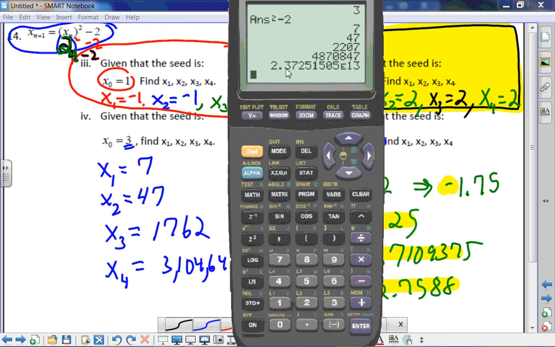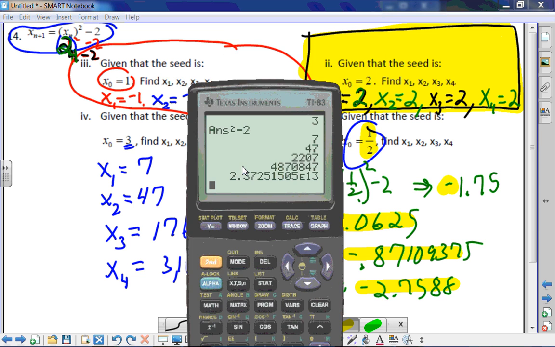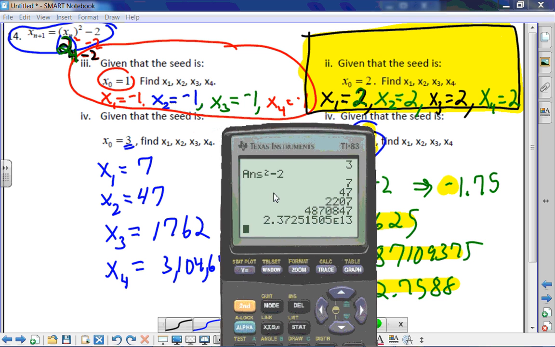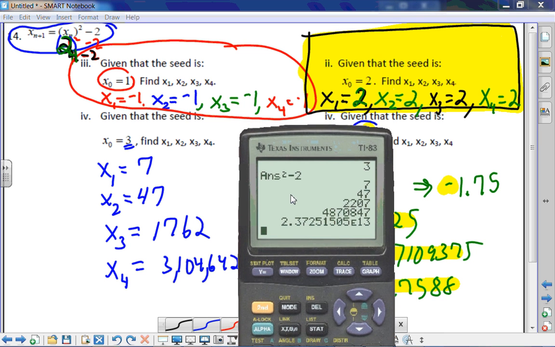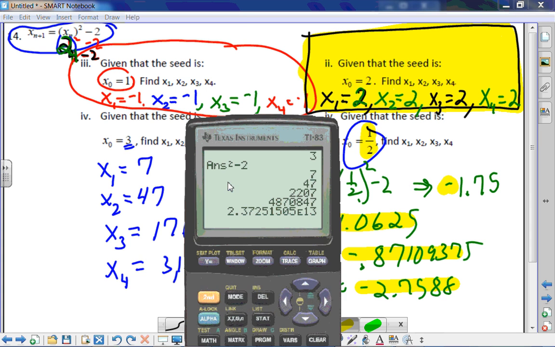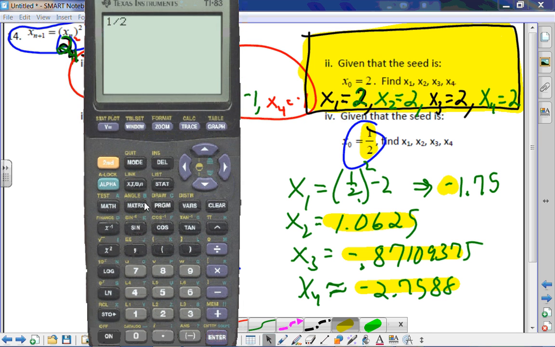Oh, by the way, those blue numbers there, number 14, appear to have been wrong. It should have been 747, 2,207, and then 4,870,847. The other number 4, let's clear the screen. This time the seed is 1/2. Enter 1/2 and hit the enter button.